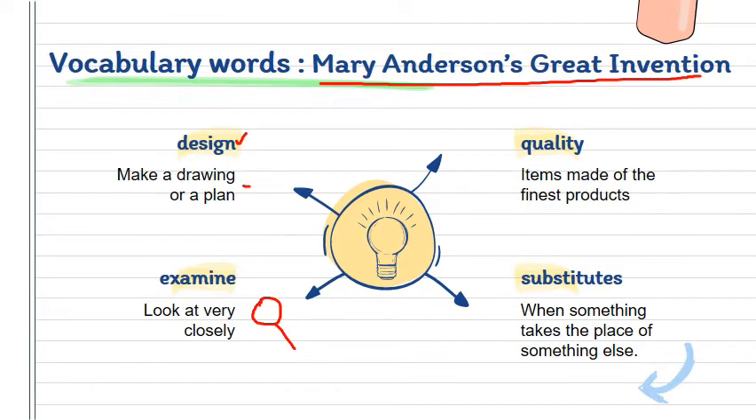Here I have the word quality. Quality, items made of the finest products. And the last word is substitutes, when something takes the place of something else.